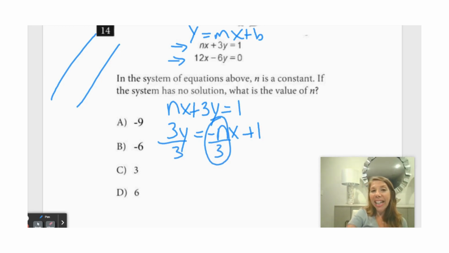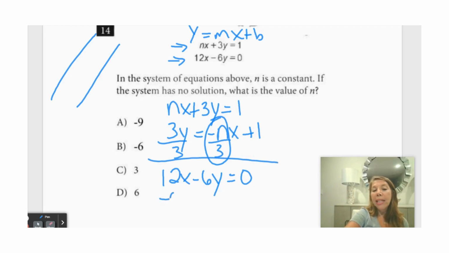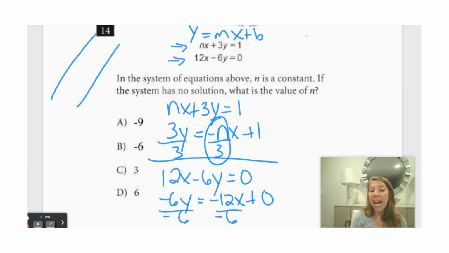If we take the second equation, we would have 12x minus 6y equals 0. Once again, we want to put this in the y equals mx plus b format. So we're going to keep the 6y on this side. We're going to subtract 12x from both sides. And then we need to divide by negative 6. And when we do that, we can see that our slope is a negative 12 divided by negative 6, which is just a positive 2.